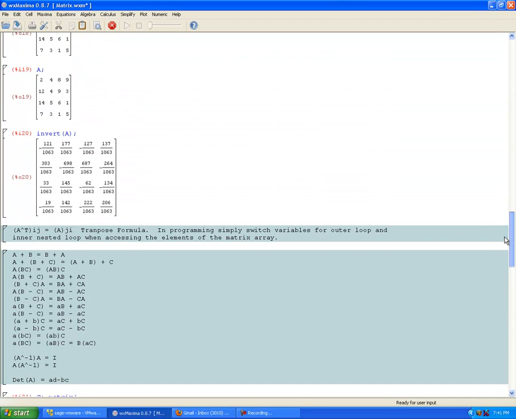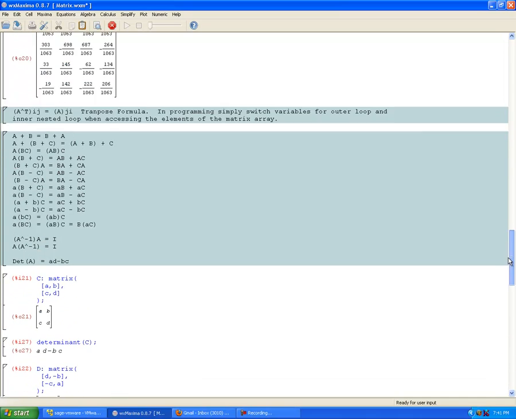Here I ran the determinant of A, and I got the value. So here's A initially, and then here's inverting A. I'm sorry, not doing the determinant of A, but doing the inversion of A, and I got this whole set of values for that. So that's essentially what's going on.